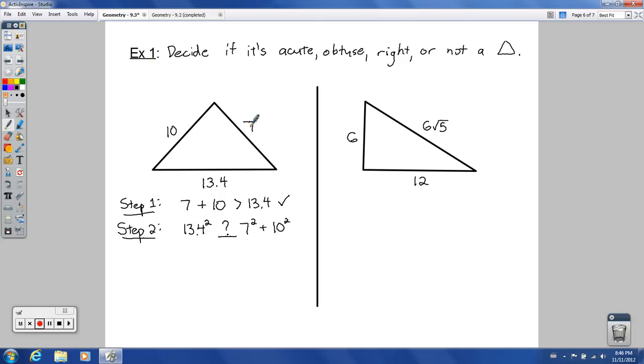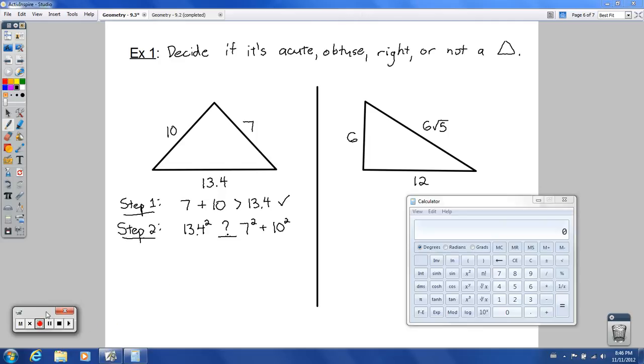If it helps you to actually label your a, b, and c, you could do that too. So you could call this a, you could call this b, call this c. I usually just go in order of the numbers. A and b can be interchanged, but c has to be the biggest side. So take out a calculator at that point, because I don't think most of us know 13.4 squared off the top of our heads.